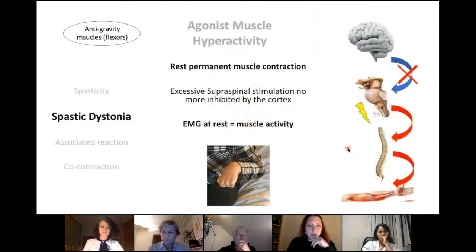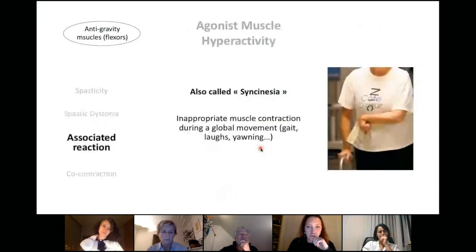The second type of muscle hyperactivity is the spastic dystonia, which is completely different from spasticity and completely different from dystonia. Spastic dystonia means a permanent muscle contraction at rest, and it's due to an excessive supraspinal stimulation, no longer inhibited by the cortex. For instance, in that patient, if we had used the EMG, we could see at rest a muscle activity of the wrist flexors and finger flexors.